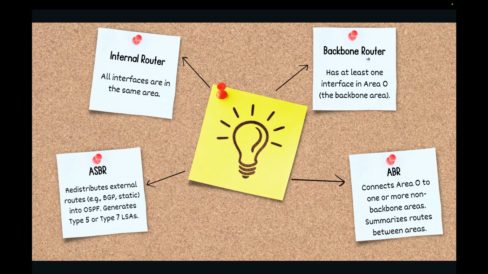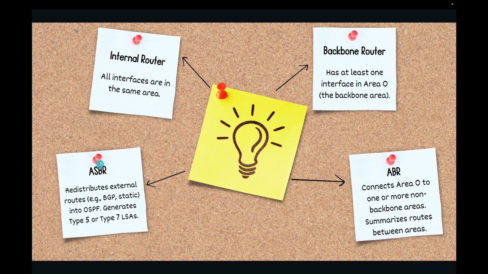Now the second type is the backbone router. The main thing is we need to see if at least one interface of the router is in area 0. Then it can be considered a backbone router. The third type of router is the area border router, which connects area 0 to one or more non-backbone areas, or standard areas, and also summarizes the routes between the areas. That is known as an area border router, ABR.